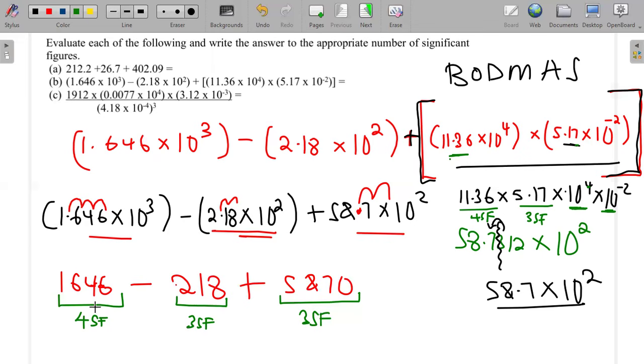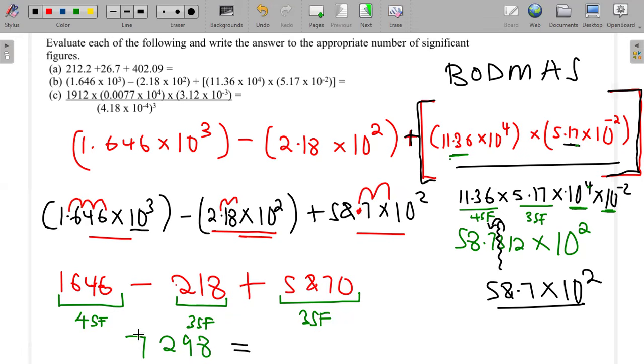Okay. All right, so let's do this calculation now. So I have 1,646 minus 218 plus 5,870. So when I do that, I get 7,298. Okay, but remember, the questions were 10 to the power something, 10 to the power something. So they were in scientific notation. So you have to make sure that even your answer follows the same consistency. So we can take this back to scientific notation.